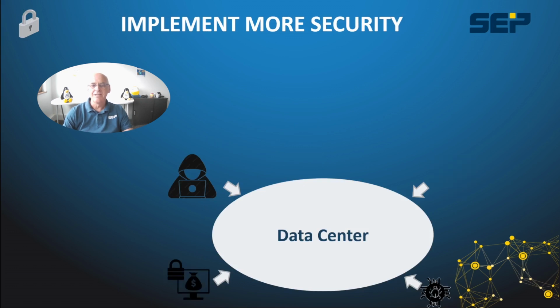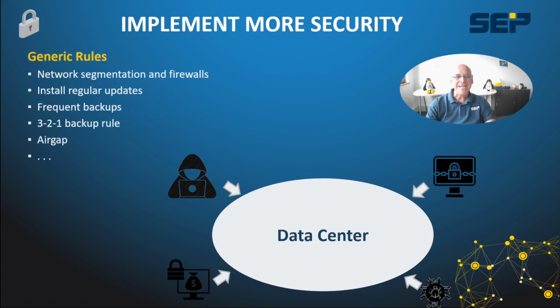In the first layer, we have our data center. Outside of the data center, we have all these threats to our data center, like hackers, ransom virus, and even more. And there are some basic rules to protect our data center, like network segmentation, firewalls, installing regular updates, doing frequent backups, and all these kind of generic rules. I guess that everybody is already complying to in his own data center.